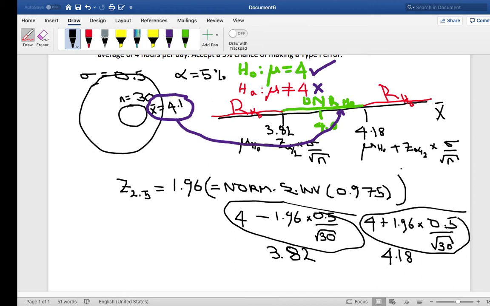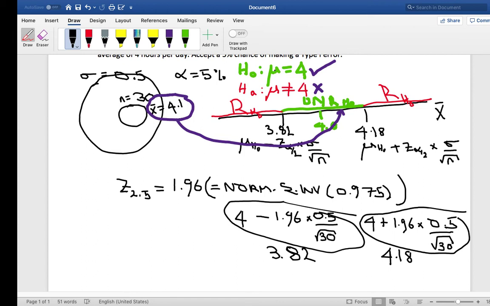The beauty of doing it the way we did, however, is that we can relate to all the numbers. The hypothesis is that students study for 4 hours per day. I've got a feel for what that means. They took a sample of 30 students who in fact studied for an average of 4.1 hours a day. And I know that's pretty close to 4. And with me accepting a risk of a 5% chance of making a type 1 error, so long as my sample of students study somewhere between 3.82 and 4.18 hours average per day, it's going to be close enough to agree with the null hypothesis.